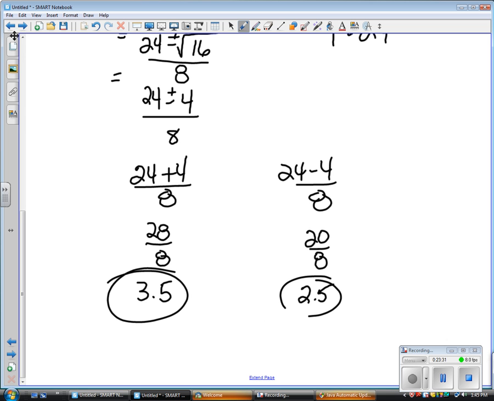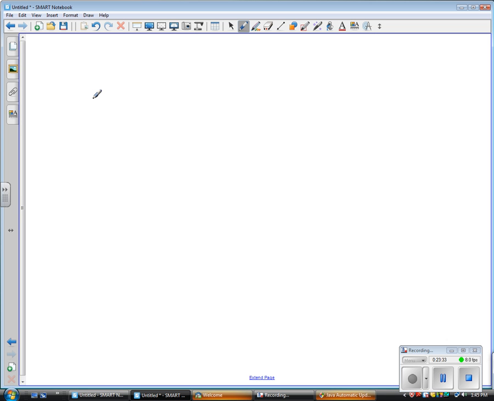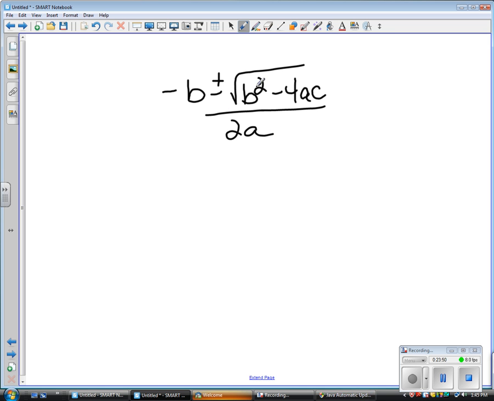Alright, now let me explain. You know how when we first started graphing, I told you the axis of symmetry, how to find your vertex, how to find your y-intercept, some little shortcuts like that? This was your quadratic equation. You don't have to write it again if you don't want to, but this right here is called your discriminant.